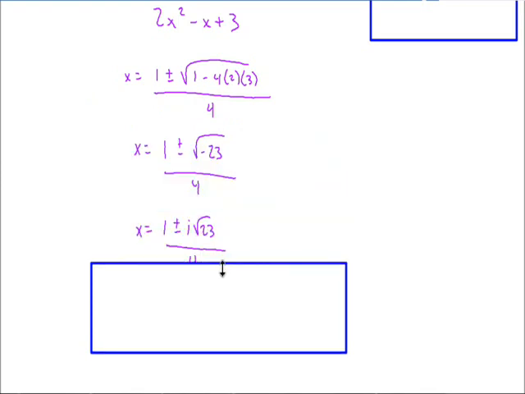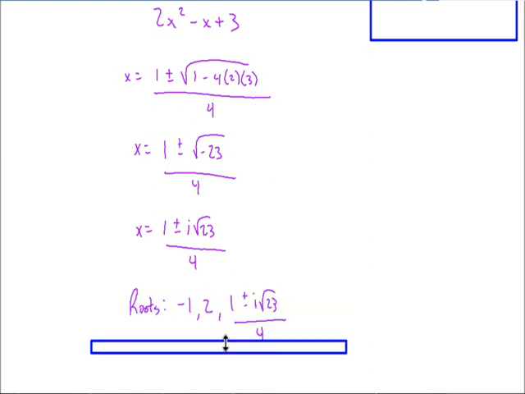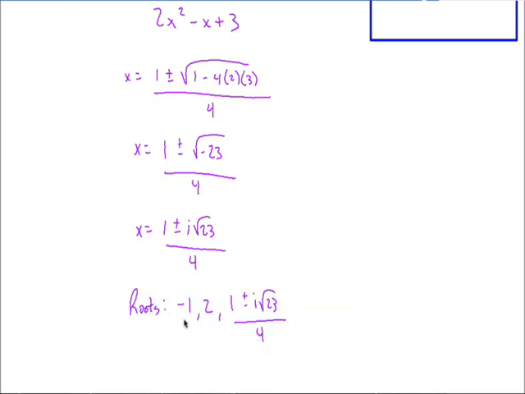I plug all that in, and I get this mess right here, 1 plus or minus i square root of 23 over 4. And so my roots are -1, 2, and 1 plus or minus i times the square root of 23 over 4. We have to remember that this is actually 2 answers, okay? If you want to be sure of it, I could write that out. The plus or minus is what makes it 2 answers. We've looked at this before and talked about how these are 2 separate numbers, but if you want, you could write 1 plus i radical 23 over 4 and 1 minus i radical 23 over 4. So there's our 4 answers for that quartic function.